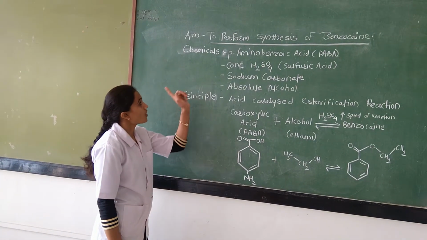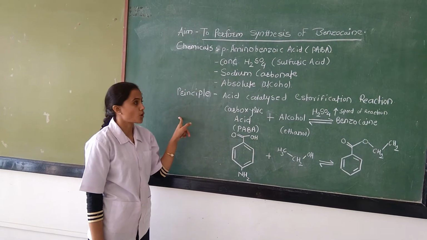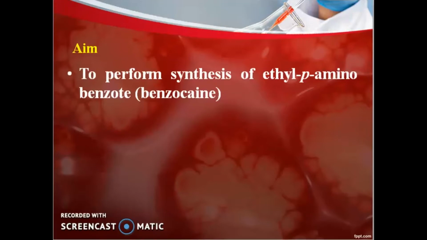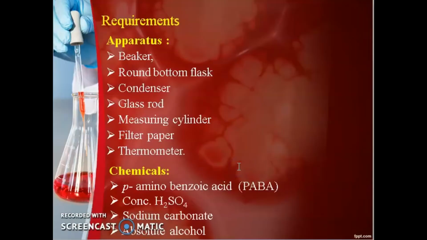Now we will see all the details about the chemicals and the principle of this practical. Student, let us see the requirements used for the synthesis of benzocaine, that is ethyl para-aminobenzoate. In apparatus we require beaker, round bottom flask, condenser, glass rod, measuring cylinder, filter paper and thermometer. In chemicals we require para-aminobenzoic acid, that is PABA, concentrated H2SO4, sodium carbonate and absolute alcohol.